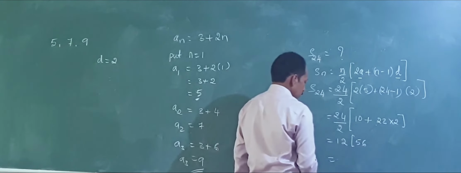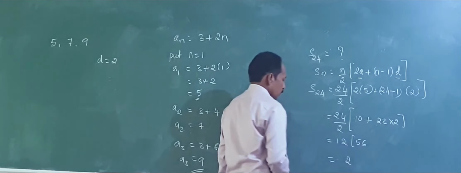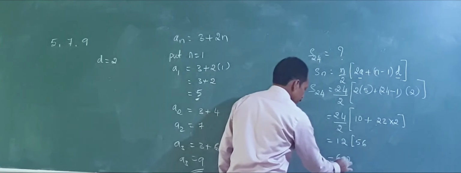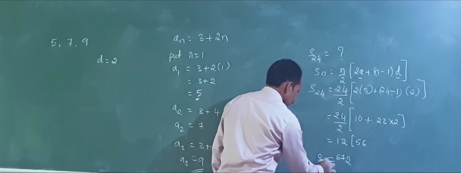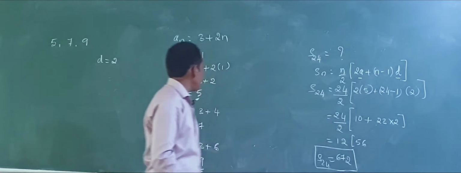So 12 sixes are 72, we write 2 and carry 7. So 672. So S24 will be 672. This is how we are going to find this term.